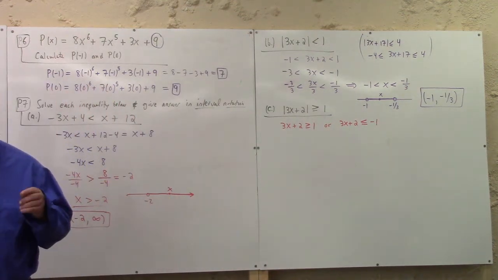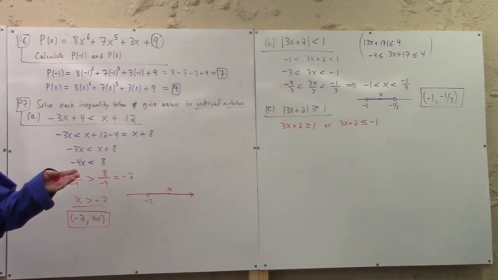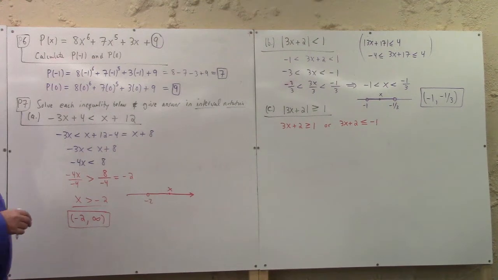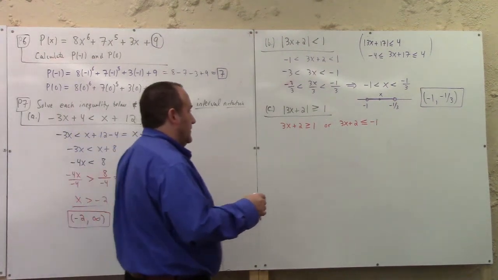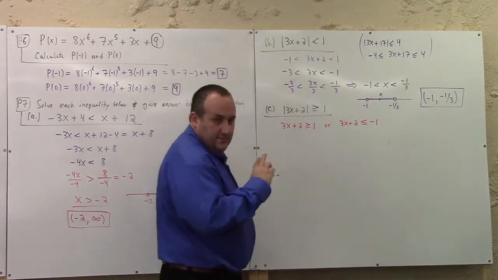You can't write it as a compound inequality like we did in part A. There's an asymmetry between the less than or greater than. You've got to be aware of this. They're really quite different. But now we can solve these separately, all right?